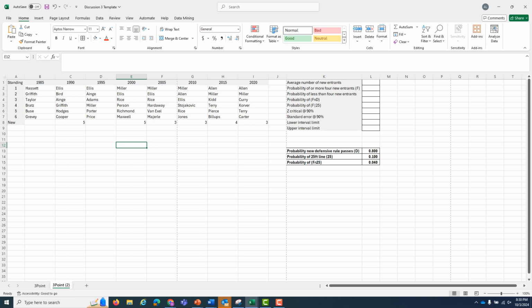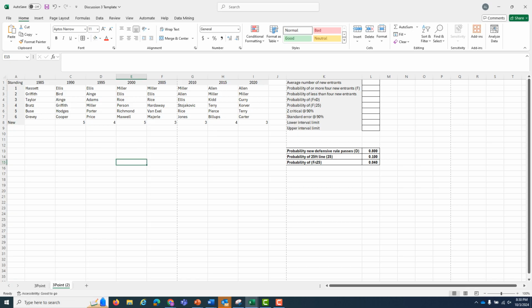Let's do it again for 1995. We have Ellis, well, he was there. Ainge, he was also there. We have Adams, he's a new entrant. Adams wasn't here. We have Miller. Miller was not here last time. Porter, nope. And Price, also a new entrant, which means in this list there was 4.